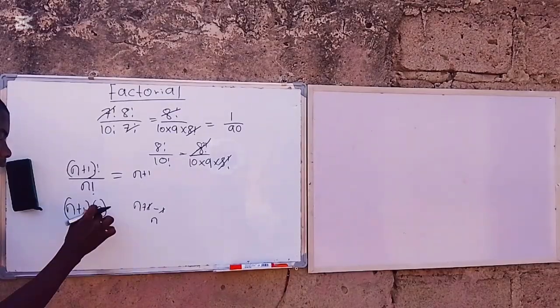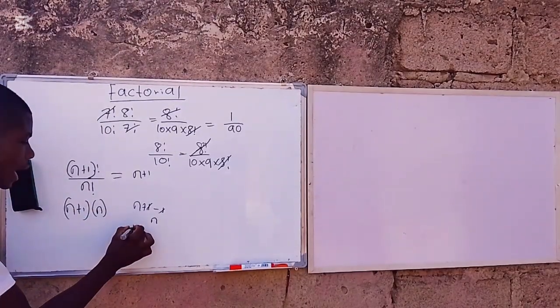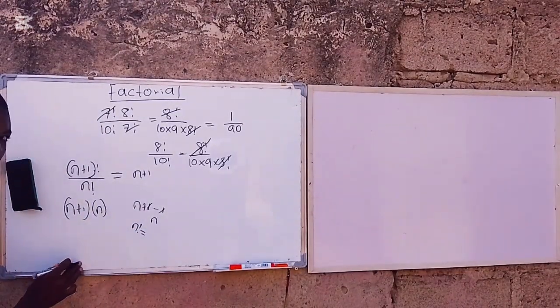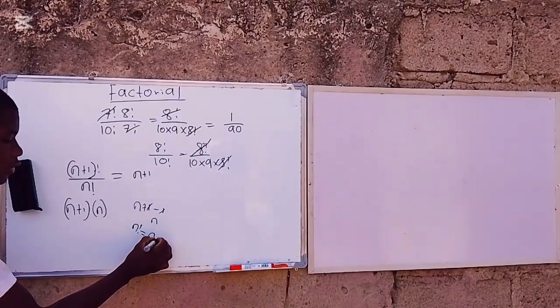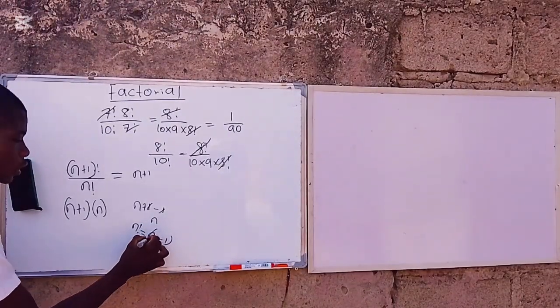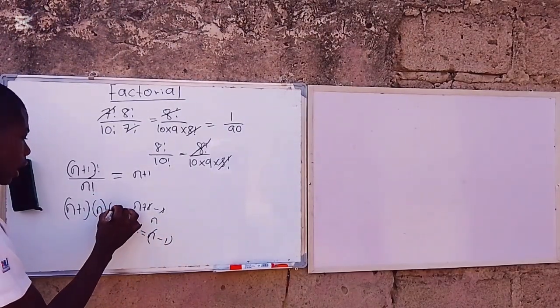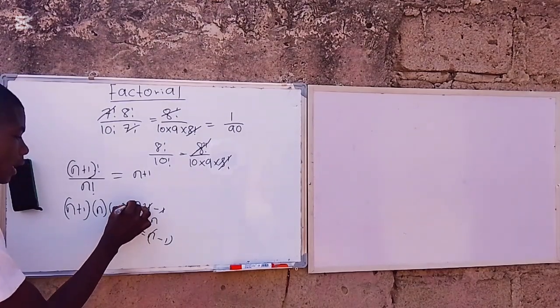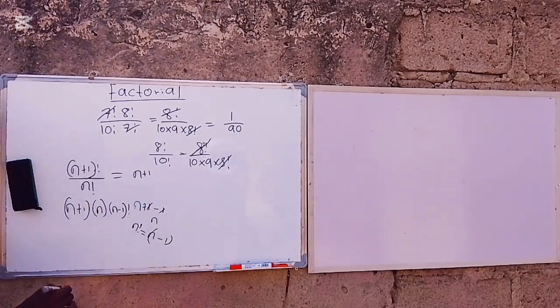And therefore, what is n factorial itself? For n factorial, you have to say n subtract 1. So this should now be n minus 1, then put factorial.